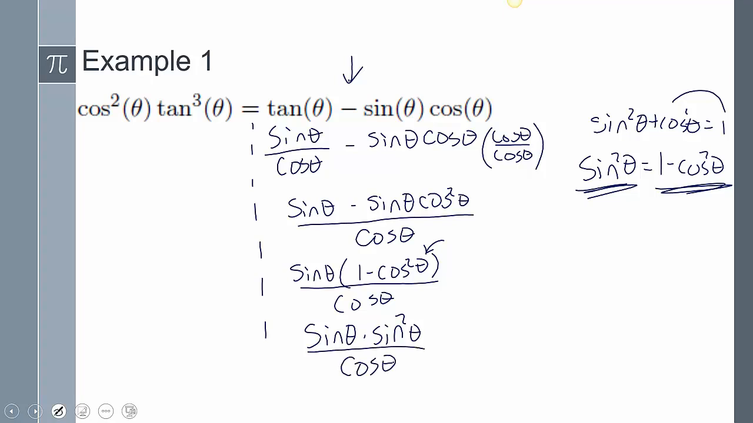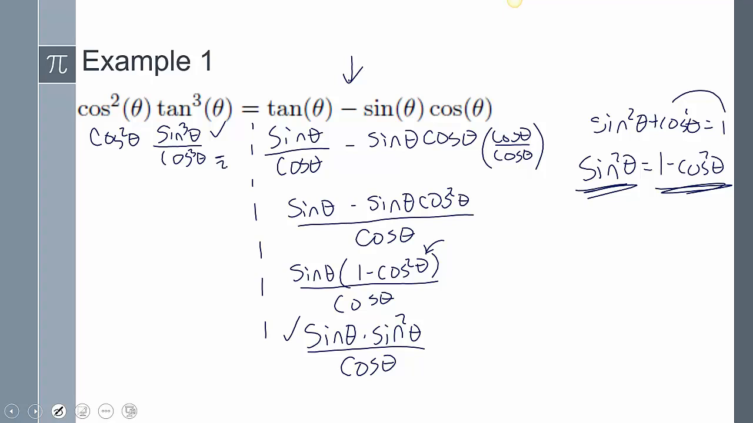Okay, so I've gone as far as I can. And let's look at the other side. Okay, so I have two cosines on top, and then I have 3 tangents on top. If I just think of it this way, sine cubed theta over cosine cubed theta. That looks pretty similar, right? Here is my 3 sine, but I only have 1 cosine on the bottom.